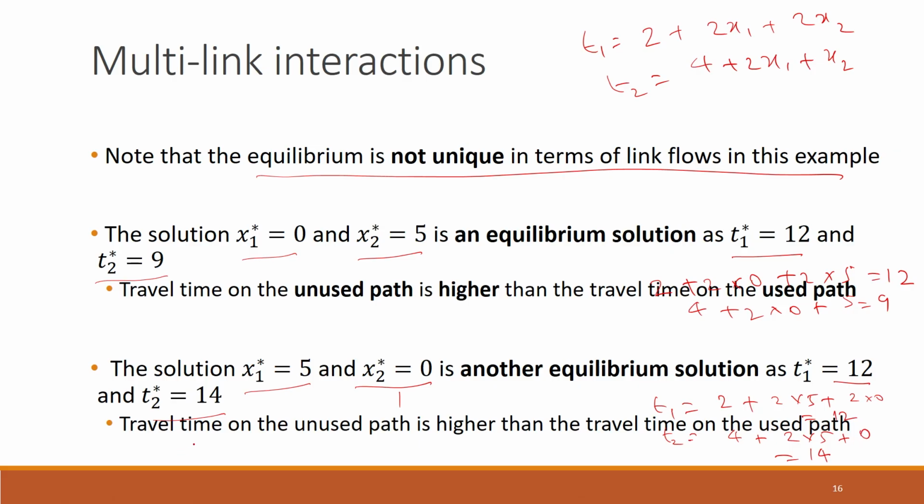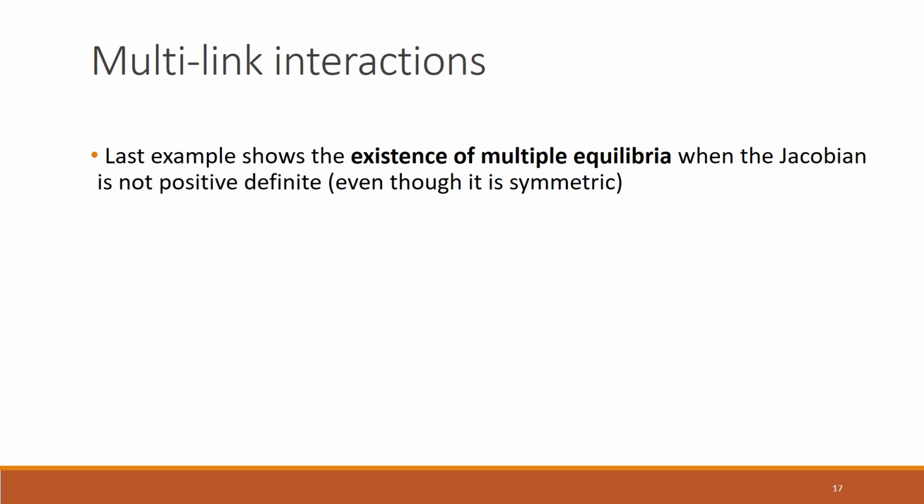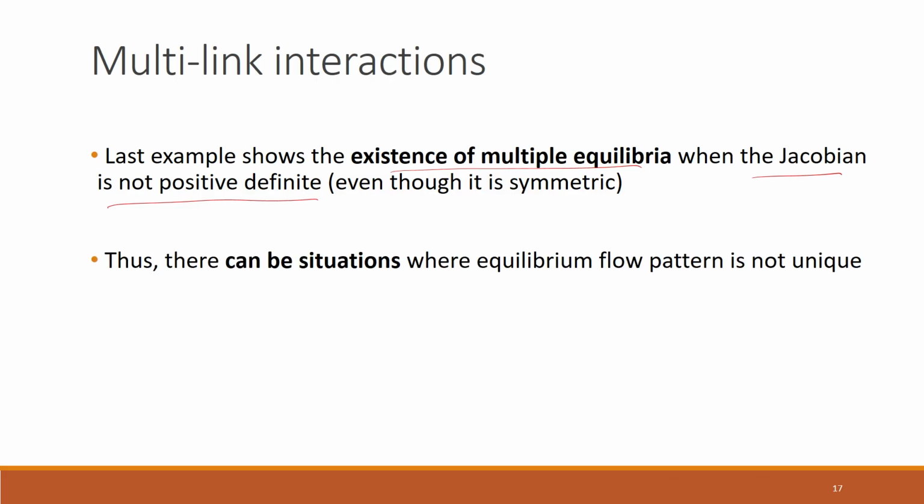So, this is what it is saying: the travel time on the unused path is higher than the travel time on the used path. This last example shows the existence of multiple equilibria when the Jacobian is not positive definite, even though the Jacobian matrix is symmetric. So, these two are different things. Just because the Jacobian matrix is symmetric, it need not be positive definite. So, there can be situations where the equilibrium flow pattern is not unique.